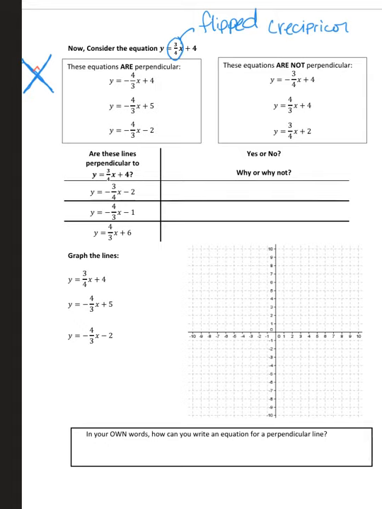So let's just talk about this for a second. If my original line is positive because it's going up to the right, well, it makes sense that if I'm making a perpendicular line, it's going to have to go down. So it's going to have to be negative. So that's where this negative comes from. So I've noticed not only am I making a reciprocal, I am also changing the sign. Okay, so I call this the good old flip and switch. Flip the fraction, switch the sign.